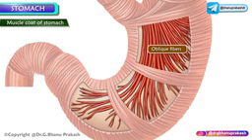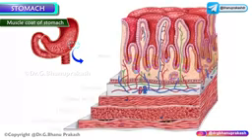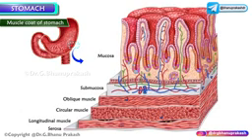And the last layer is called the serous coat of the stomach. It mainly consists of peritoneal covering. So this is what you need to know about all the layers of the stomach.